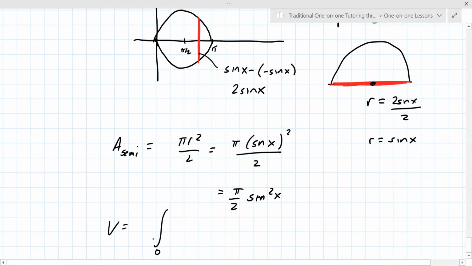So in this case, 0 to pi. And it's the area of the cross section, so you don't have to put a pi out here. And there's a lot of pi's going on in this one. So it looks something like this.